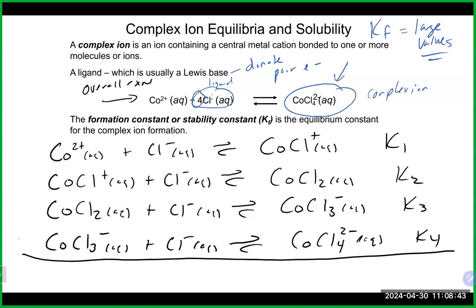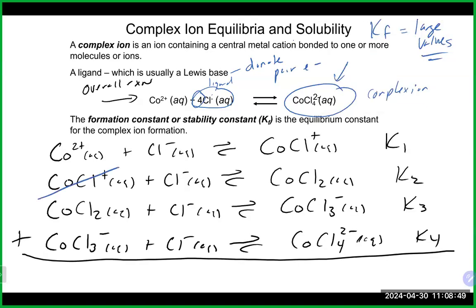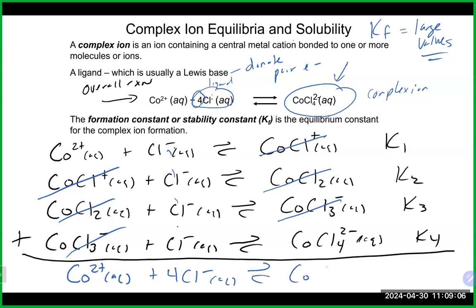That means that if I added all these guys together, that would cancel, that would cancel, that would cancel, and it would leave me with what we have up on top, which is the overall reaction that's happening. 1, 2, 3, 4 chlorides makes our complex ion here.